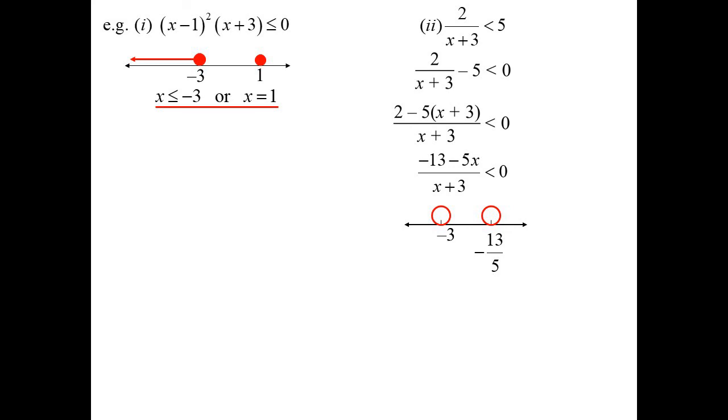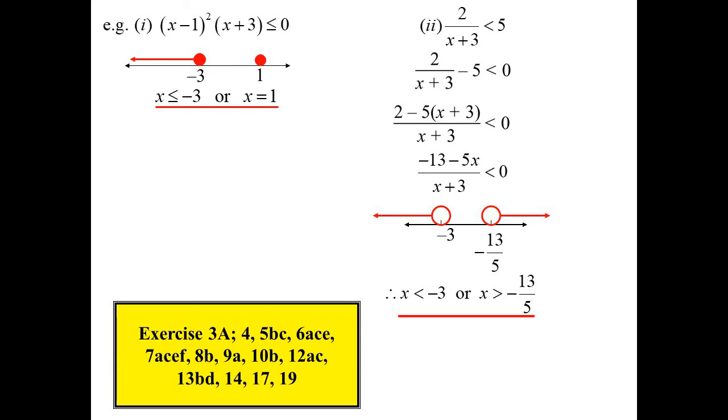Test the different areas, and I'm to the left of negative 3, but I'm also to the right of minus 13 on 5 for this one. So I think that brings us to, is it our fourth way of solving these or fifth way of solving these? We've got a few methods now of how we can do that question. Okay, so 3A is what we shall do.